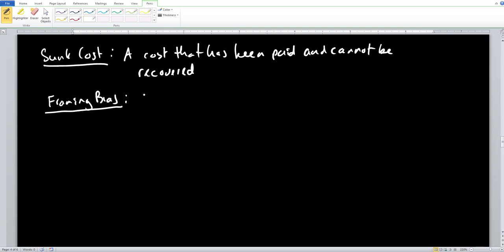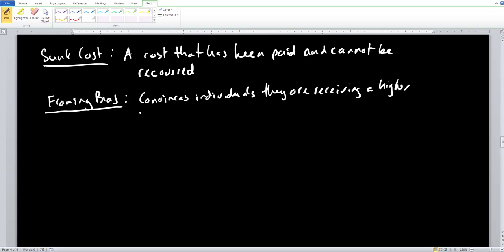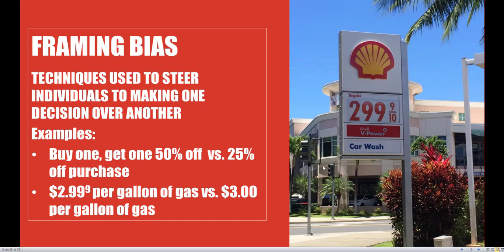So the framing bias convinces individuals they are receiving a higher value for a product than what was paid for it. So once again, it's just the same amount of information being presented to you in a slightly different manner. Framing bias convinces individuals they are receiving a higher value for a product than what was paid for it. So take these two examples right here.